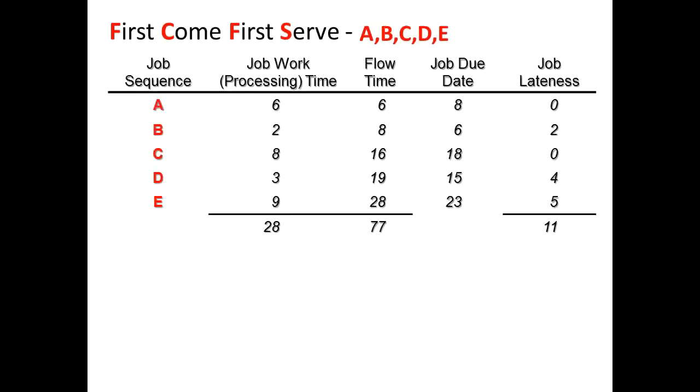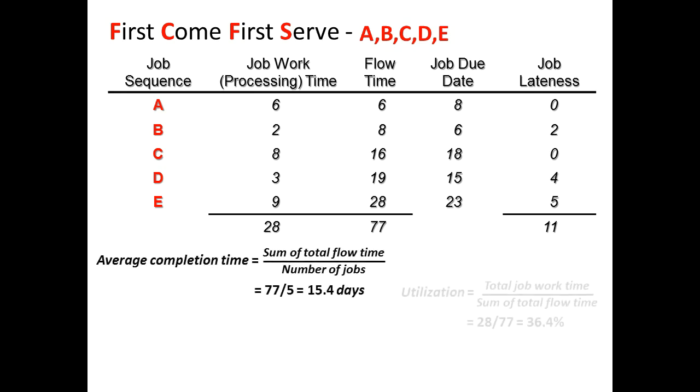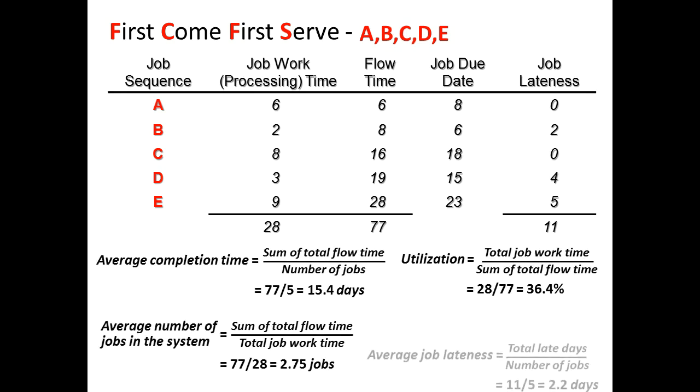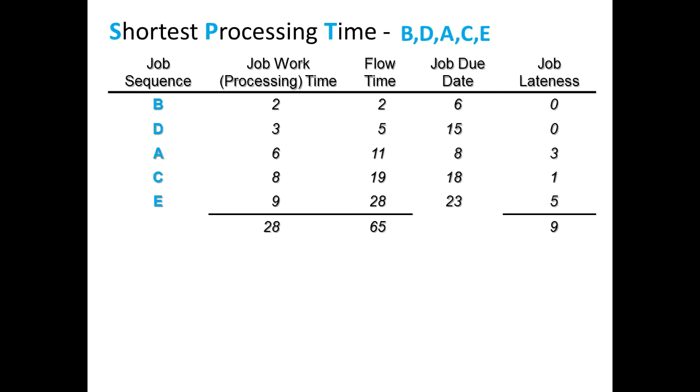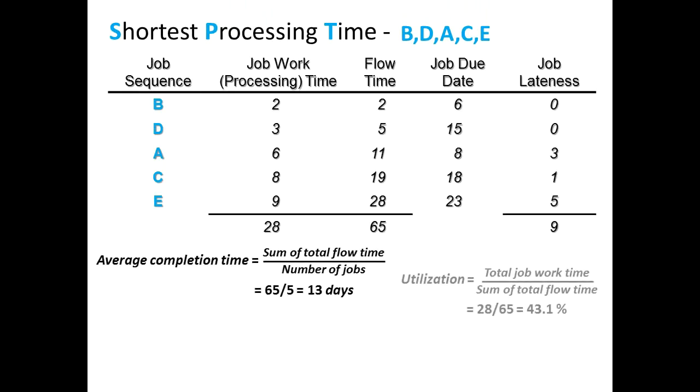Flow time is the expected time when the job will be finished starting from day 0, while job lateness is the number of late days for the job from its given due date. Using the 4 criteria, the sequence is evaluated as follows. Repeat the same steps to evaluate the other rules and their sequences.